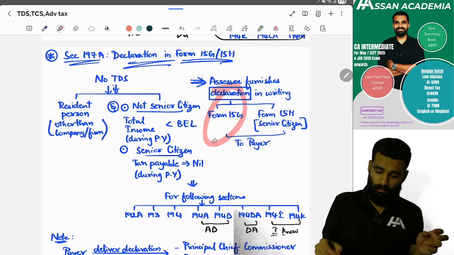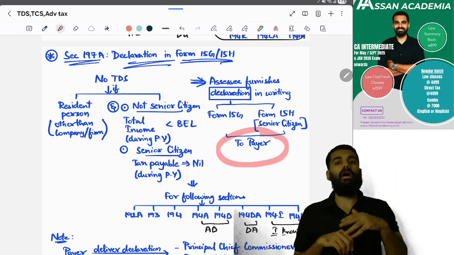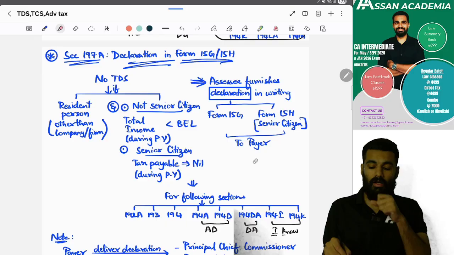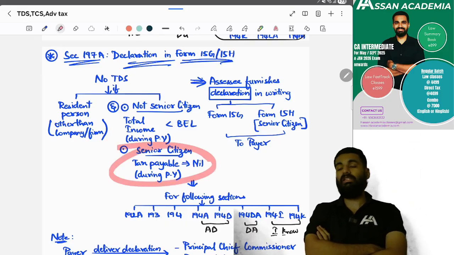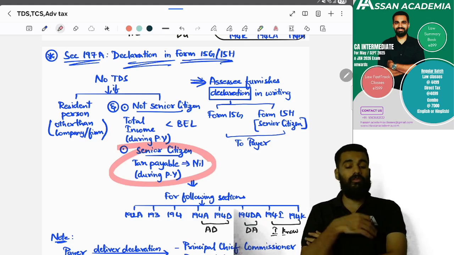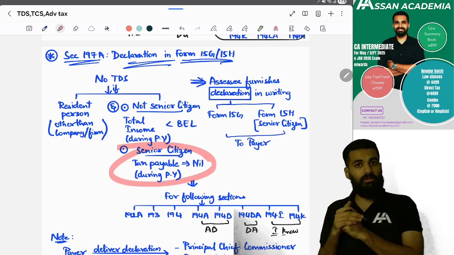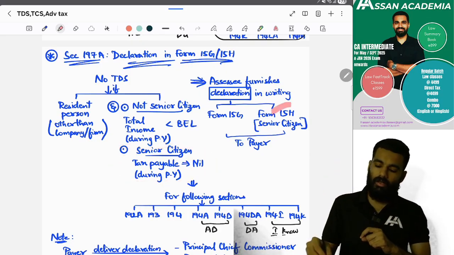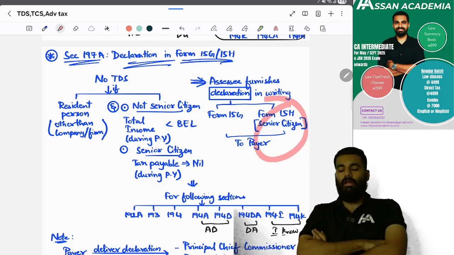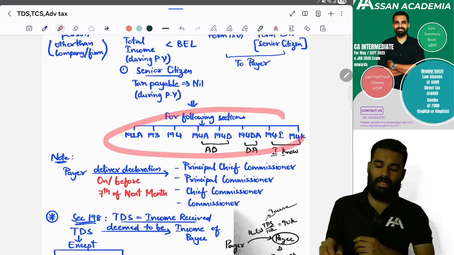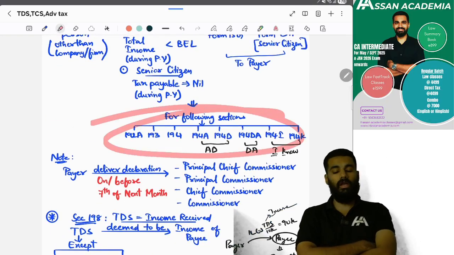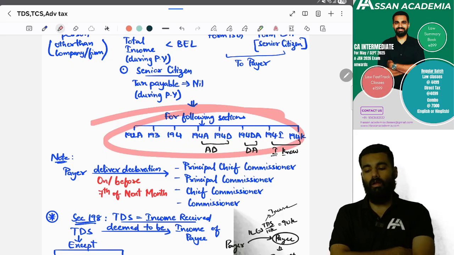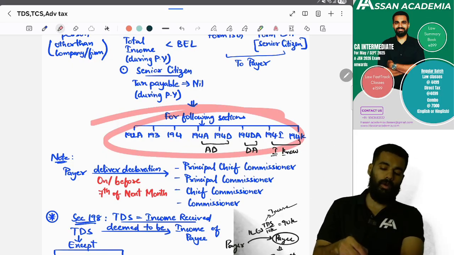And the payer will give it to the income tax officer, such as the principal chief commissioner. If it is an individual senior citizen, even if the total income is more than the basic exemption limit, but the tax payable during the previous year is nil, then he has to give form 15H. Then the payer will not deduct TDS. Yes or no? But for these transactions: 192A, 193, 194, 194A, 194D, 194I, and 194M.